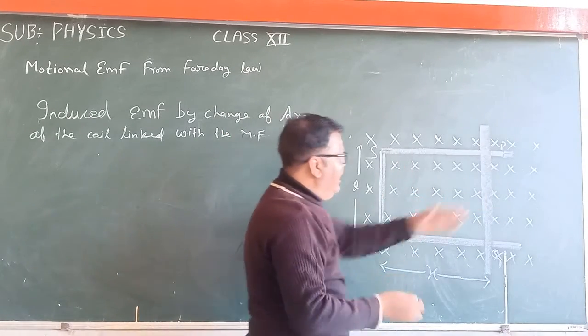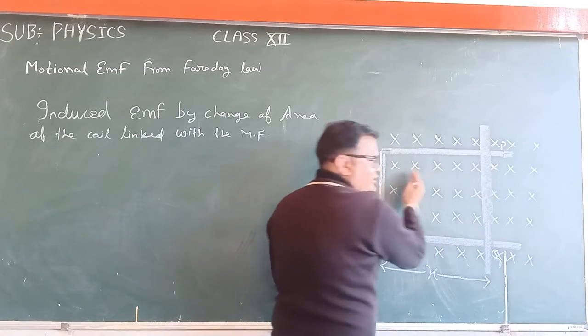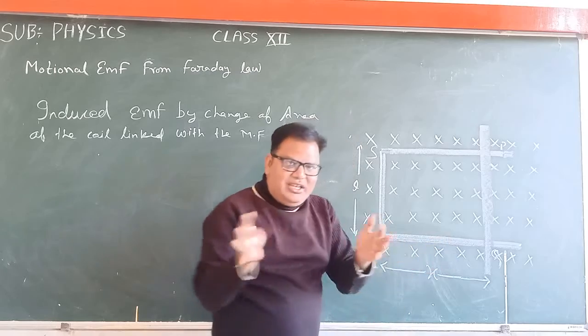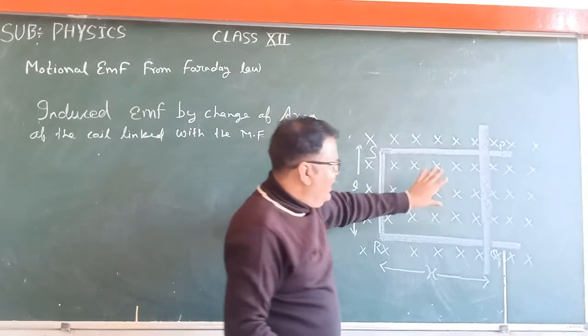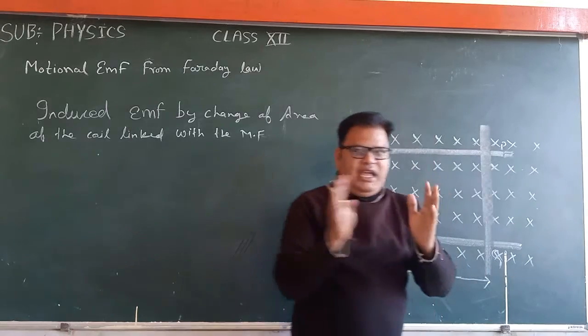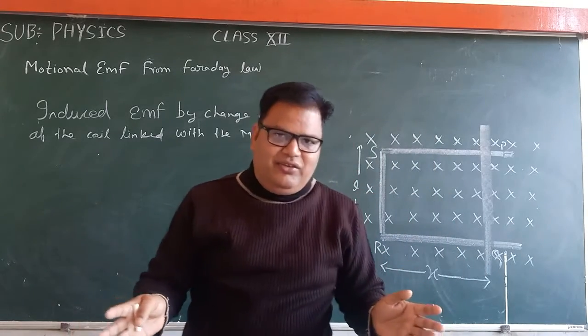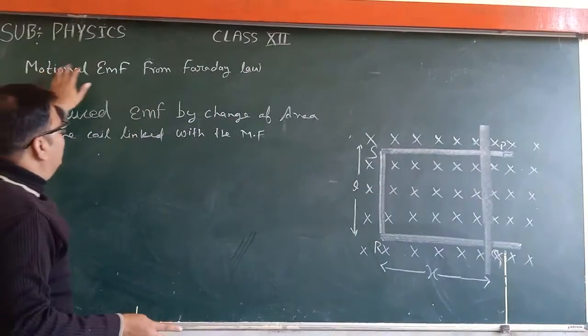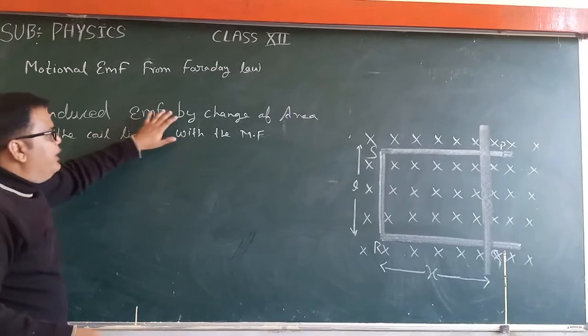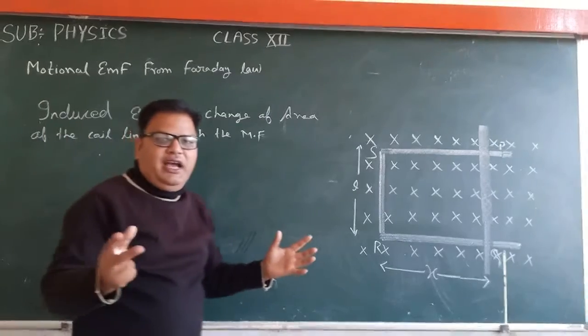If we slide it in this direction, what happens? The area of PQRS decreases. And if we slide PQ in the other direction, the area of PQRS increases. So motional EMF from Faraday's law is the induced EMF produced by change of area.